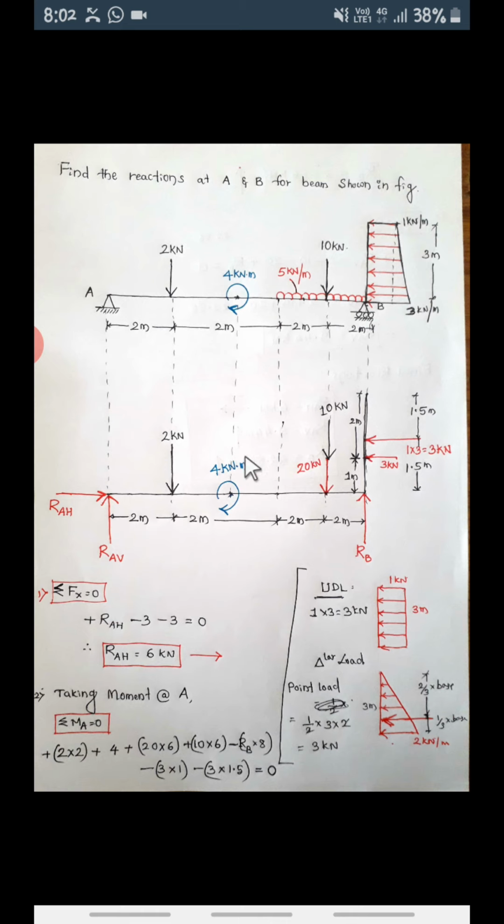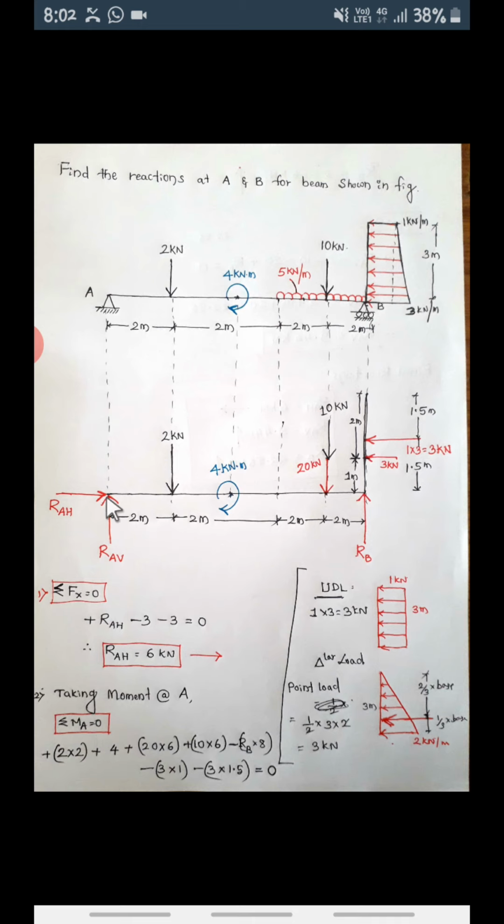For these moments we are going to take force into the perpendicular distance between A and these forces. So take one force at a time, that is summation MA is equal to 0. Here this point is A. Note down, I have not written it here. This point is A, this point is B. So taking moment of all these forces about A, summation MA is equal to 0.